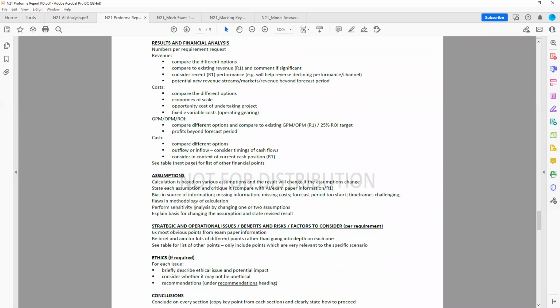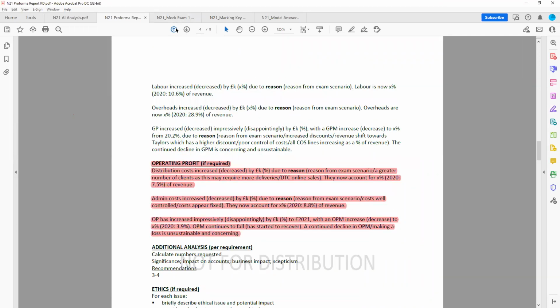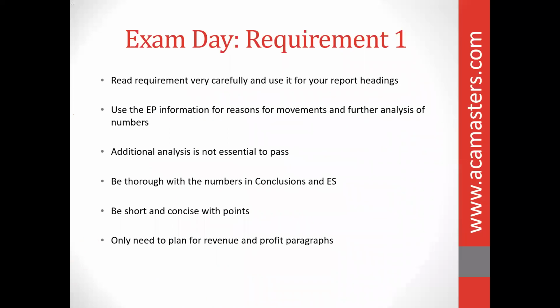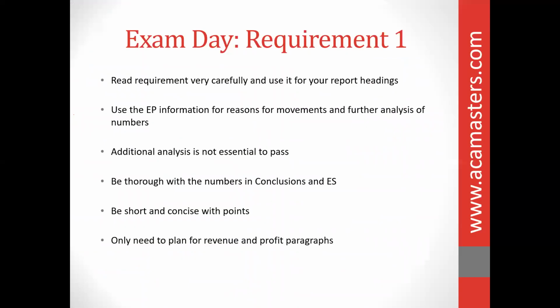You've got reminders of all the types of points to include in your answer. So again, that will help you save time. And as I've explained before, we need to be really efficient with our time so we can get as many marks down as possible.